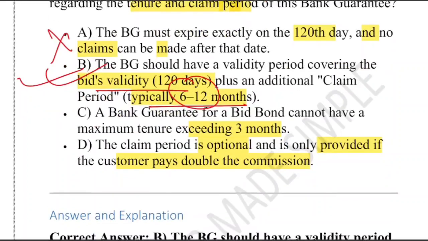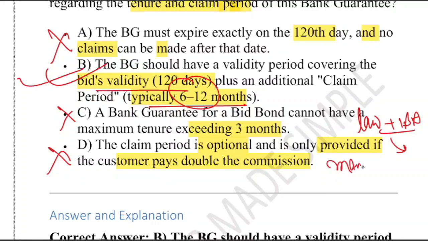And what about option C? It says that BG for a bid bond cannot exceed 3 months. No, that's wrong. No such rule is there. BG validity is according to the tender requirement, right? And the last option says claim period is optional. No, it is not optional, right? Please remember, as per the guidelines of banking law and IBA, it is mandatory, it is not optional. Please understand. I hope it is crystal clear now.